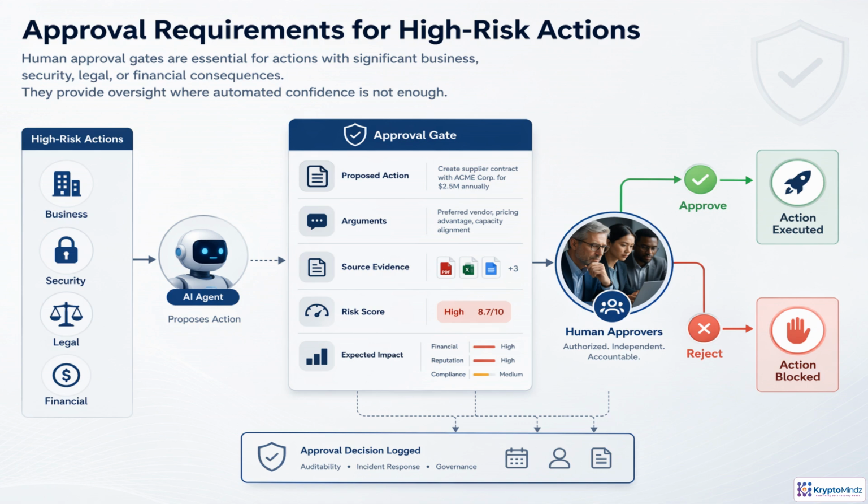For high-risk actions, the agent should not be the final authority. When an action could move money, change security settings, create legal exposure, or affect customers, policy should pause the workflow and require a real human decision. The request needs enough context to judge it. What will happen? Why the agent recommends it? What evidence supports it? The risk score, and the expected impact. The approver must be authorized and independent. Then the system either executes or blocks the action, and records the decision for audits, incident review, and governance.